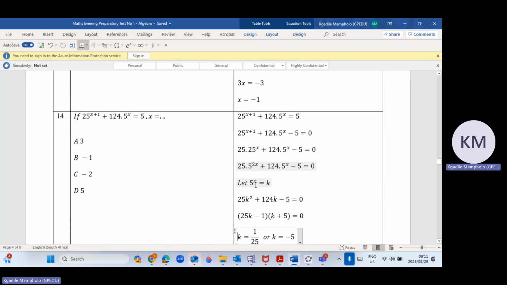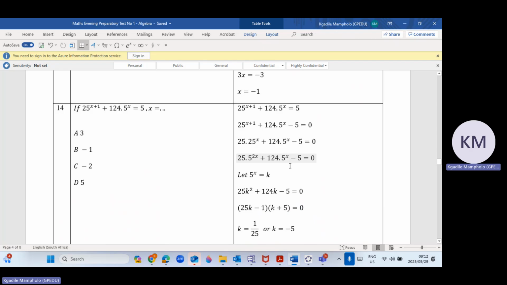So you know that in this case you have a trinomial. You let 5 to the power x be k. It means where there's 5 to the power x, you are going to put k, but you have a square here because there's a 2. Sorry, you let 5 to the power x be equal to k. That's why where this 5 to the power x is, we put k. The square is still here. This 25 is this one. Here is 124. Here 5 to the power x is substituted by k. You say -5.